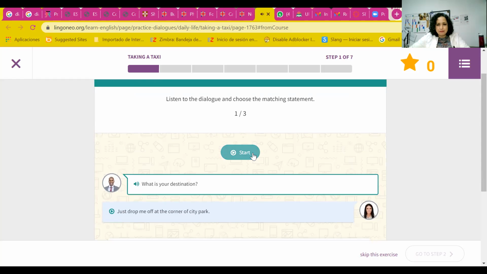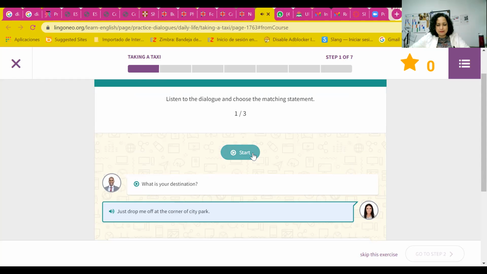What is your destination? Just drop me off at the corner of City Park. What is your destination? Does the driver ask him. Just drop me off at the corner of City Park.